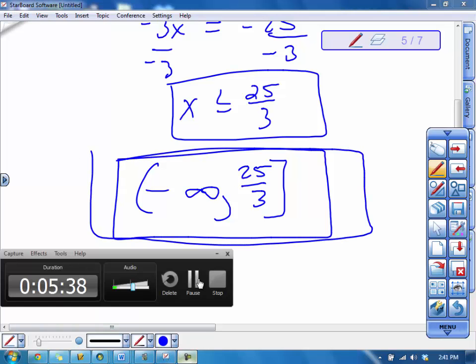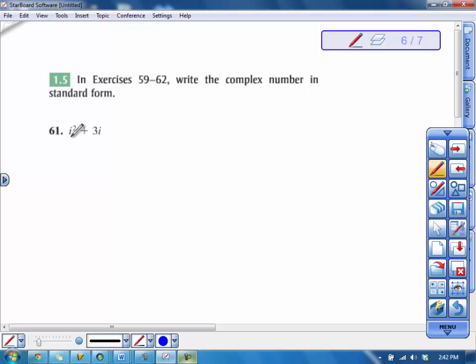Also know how to write complex numbers in standard form. So i squared is really negative 1. So I would make this negative 1 plus 3i, because standard form for a complex number is a plus bi, where the real part comes first, and then the imaginary part.